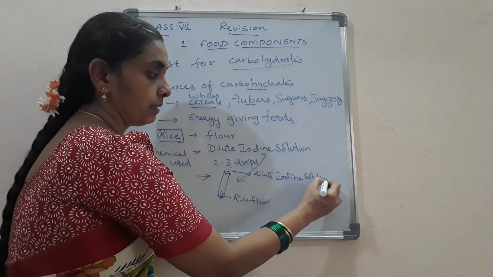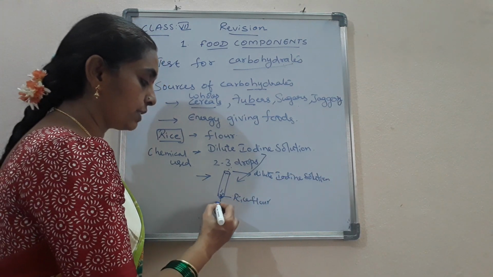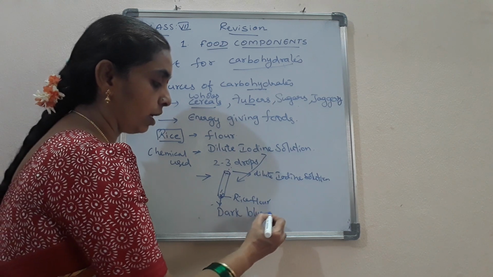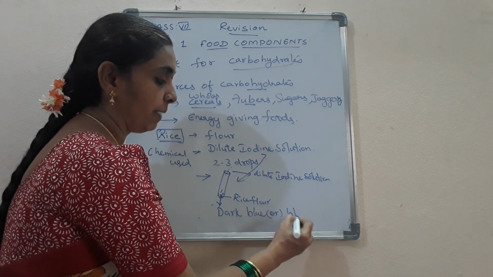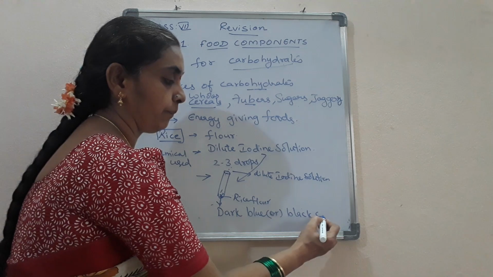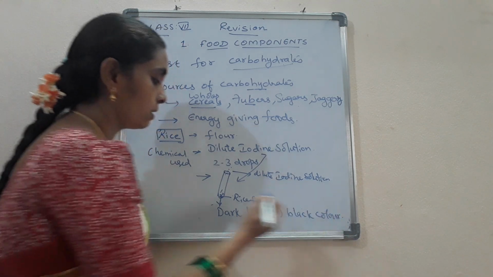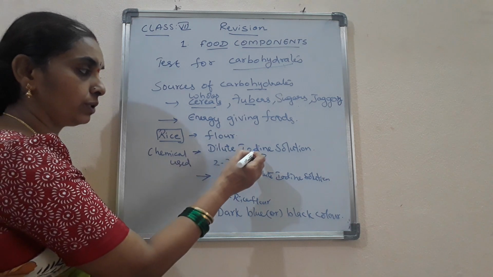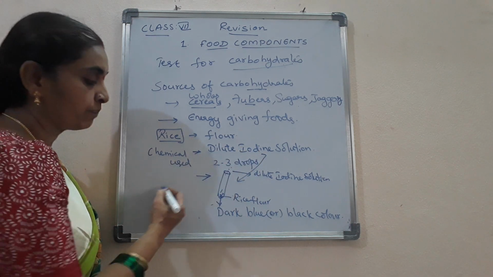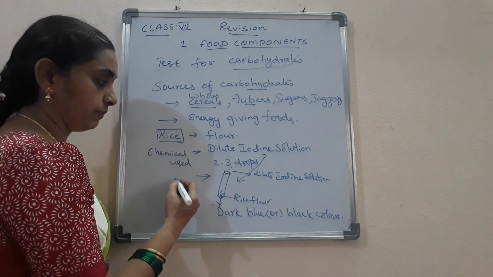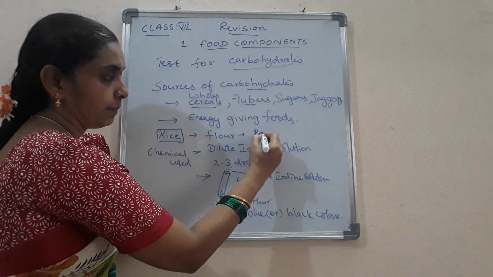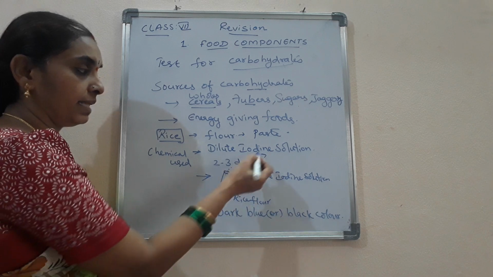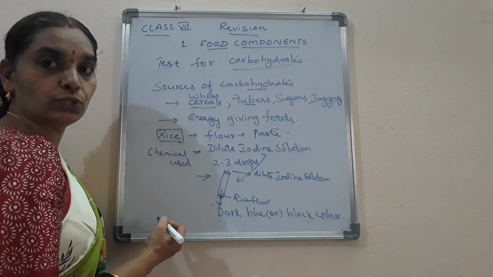Then the flour turns dark blue or black in color. So in a test tube you take the rice flour and make it into a paste, and then you add the dilute iodine solution.